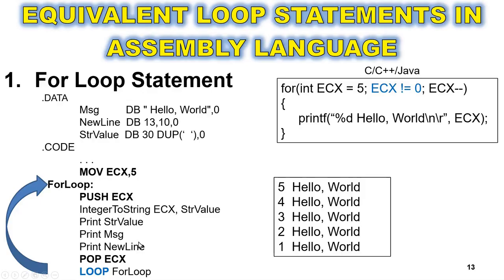So, when the CPU executes this for loop equivalent written in assembly language, it will display the following output messages onto the console window.